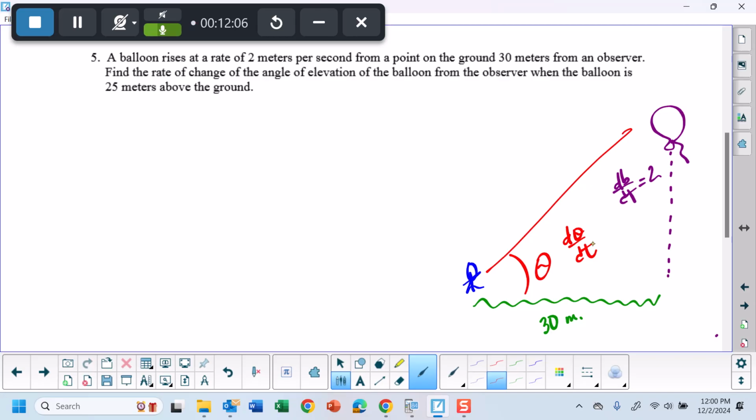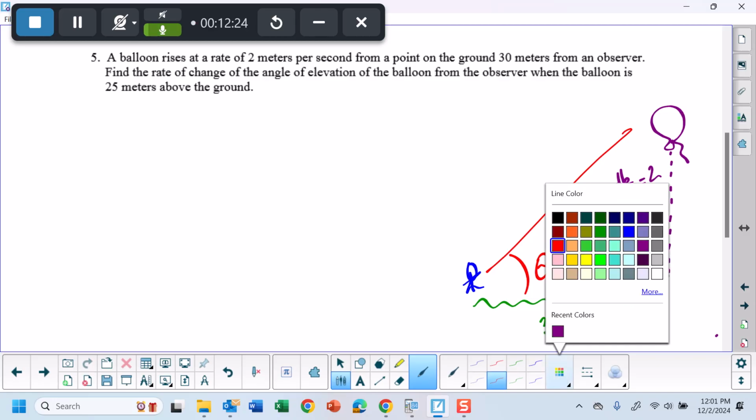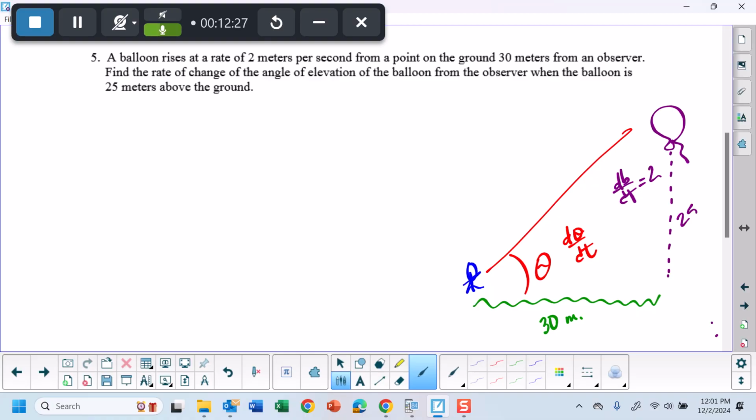And the moment I'm watching this happen, I'm watching the balloon go up, and I'm wondering how quickly that angle is changing as the balloon is going up. And then I'm going to freeze, like, ready now. That's when I pause or freeze the video, because I'm going to care about it when the balloon is 25 meters in the air. So I know how quickly the balloon is going up at a rate of meters per second. I know how far away I am from the balloon, and I have set up where I'm looking for the rate of change of this.